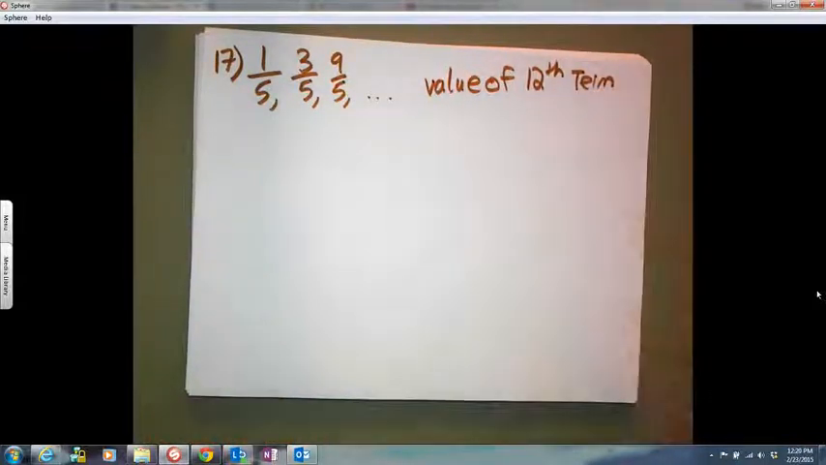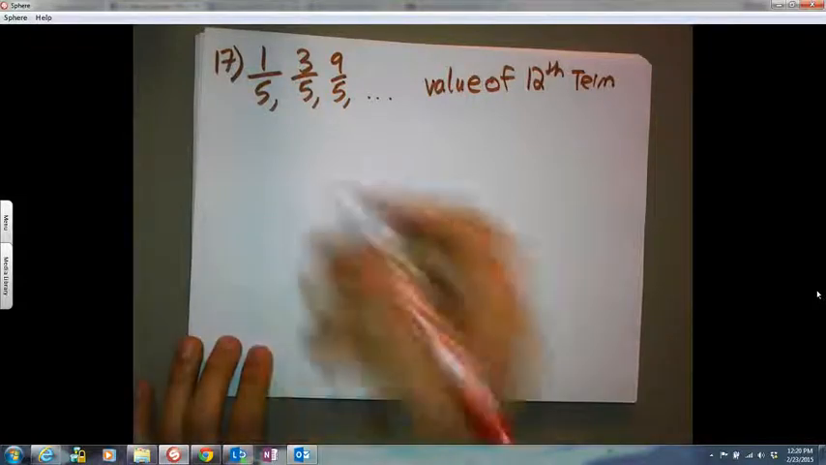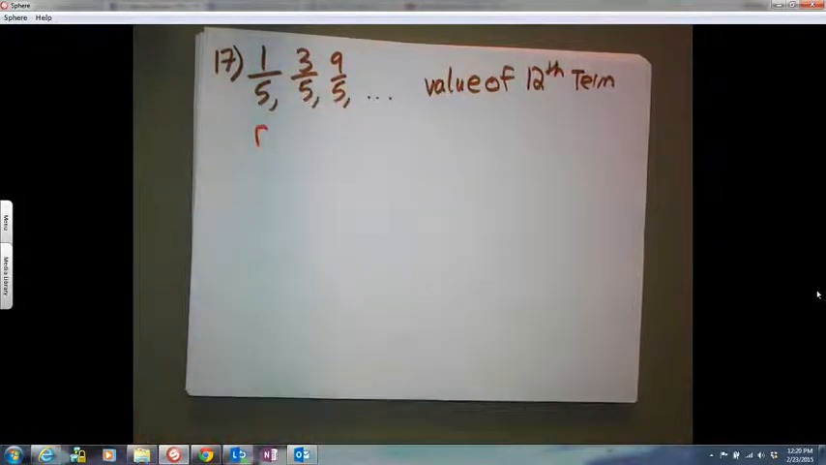I know this problem says calculator active, and in fact several problems with geometrics are calculator active. It's important, however, that you show your formula and your setup and show your work before you just plug things into the calculator. So, when I look at this problem, what do I see? I see that R, because there must be a common ratio, it tells me this is a geometric sequence.